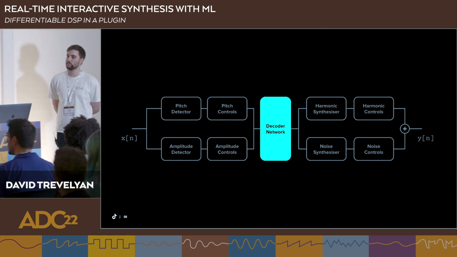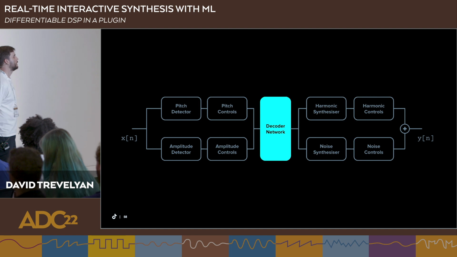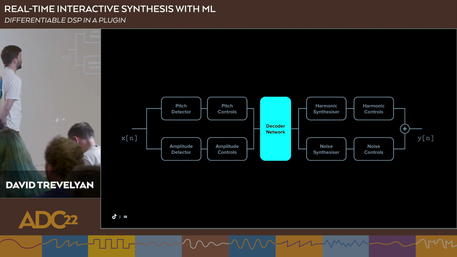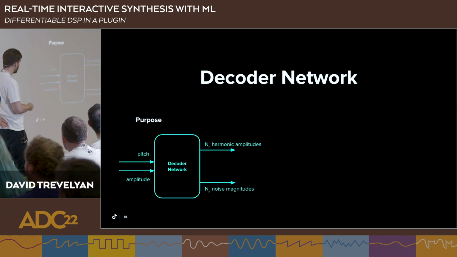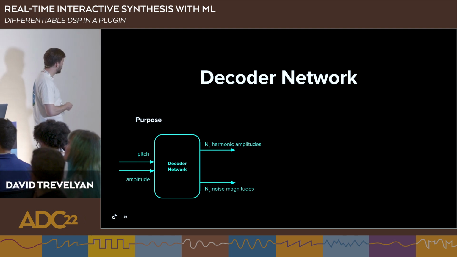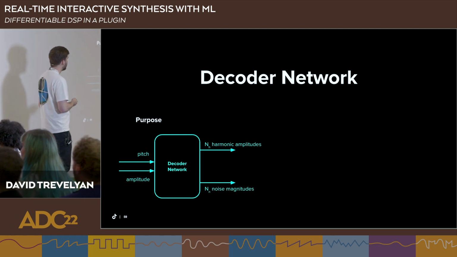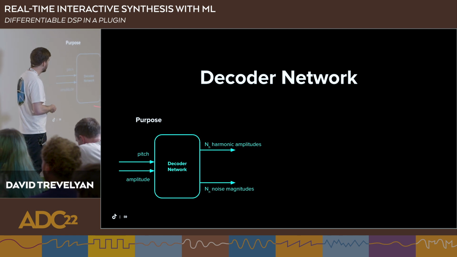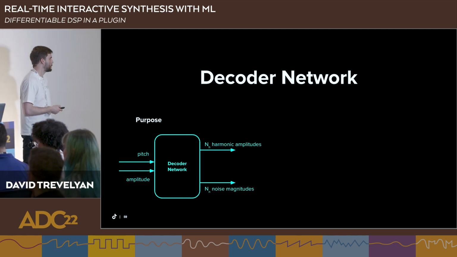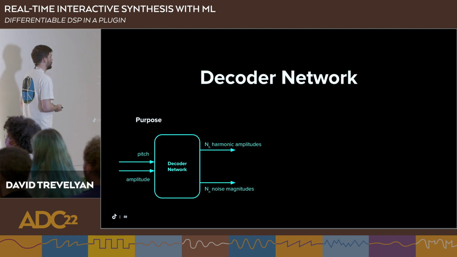The decoder network is our pure ML part. This is the brains of the operation. And its purpose is, as I said, to take pitch and amplitude inputs and generate some harmonic amplitudes and some noise magnitudes. We'll see how these are used later.